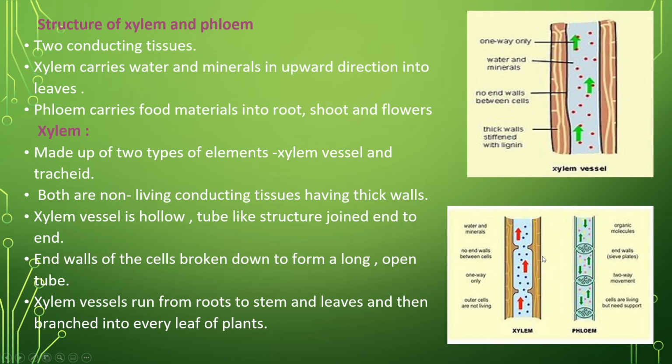So what is the main function of xylem? That is, it carries water and minerals from the roots. That means roots and root hairs absorb water and minerals from the soil, and these are taken upward into different leaves and stem through the xylem.